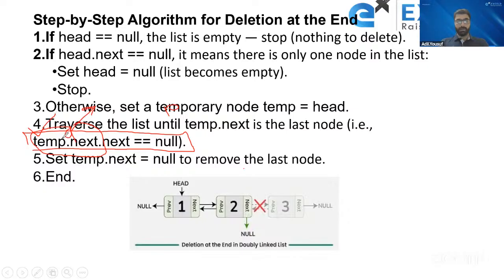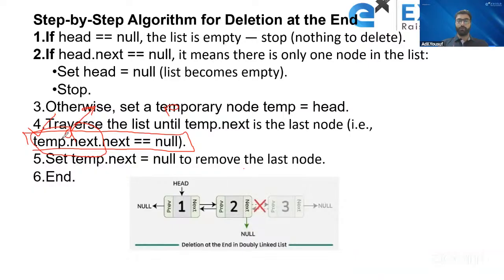Fine. Then after that, what do I have to do? So temp dot next is equal to null. This condition simply means that temp dot next is the last node, so temp is the second last node. When I say temp dot next is null, temp dot next is the last node, and temp is the second last node. Again, I am repeating.